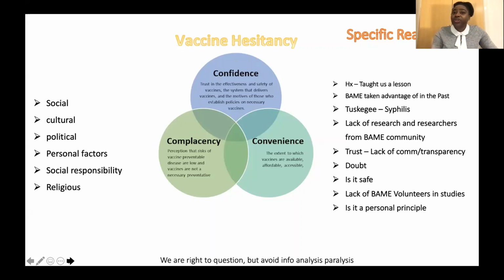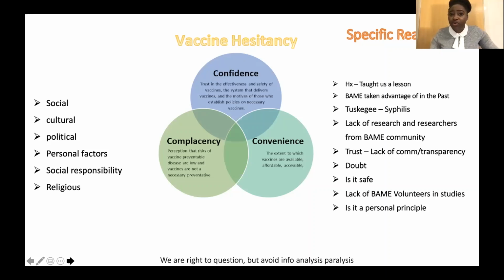Some other specific reason is because of lack of research. We know that we do not have good research facilities back in Africa, and we do not have lots of researchers, even in the Western world, lots of researchers from Black communities doing research. There are very few, but I must commend the ones that are there. They're really doing very, very brilliant jobs.